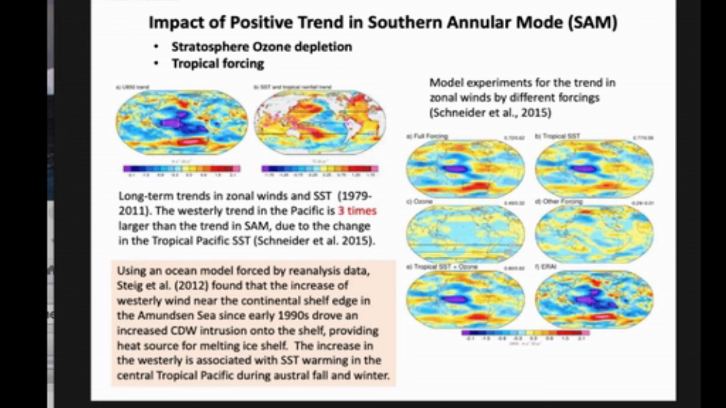And all other forcing doesn't have this response. So tropical and ozone produce a stronger zonal wind, westerlies outside the Amundsen Sea. And what does that help you? Stronger wind means they can pull out more of the CDW water coming in. That's by Steiger 2012.